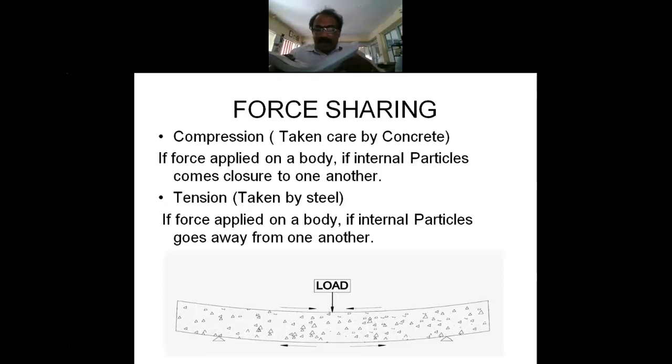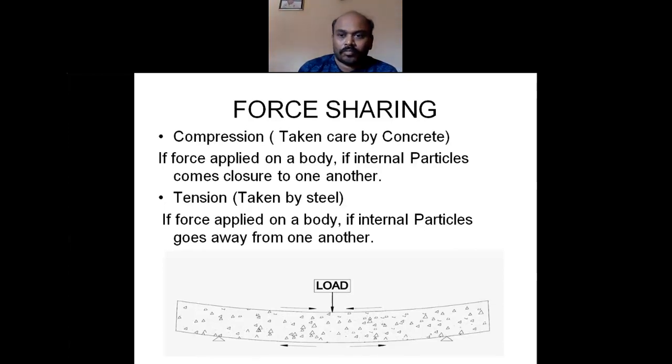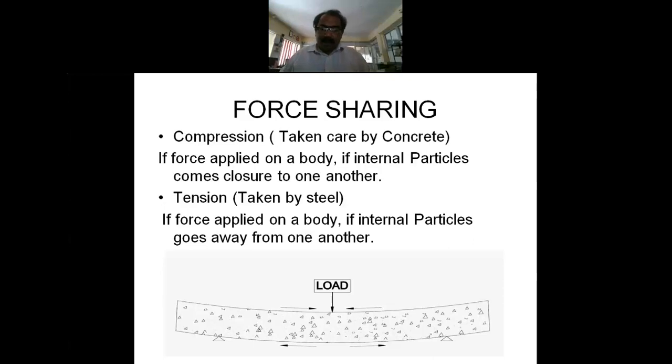If the behavior is like this, assume a balcony. There is no support. If people are standing on that, how does it behave? It bends like this. So in this case, the tension is coming on the top. So your reinforcement is required on the top. Where there is tension, you mandatorily require steel. Where there is compression, you need not have steel, even concrete will take care.